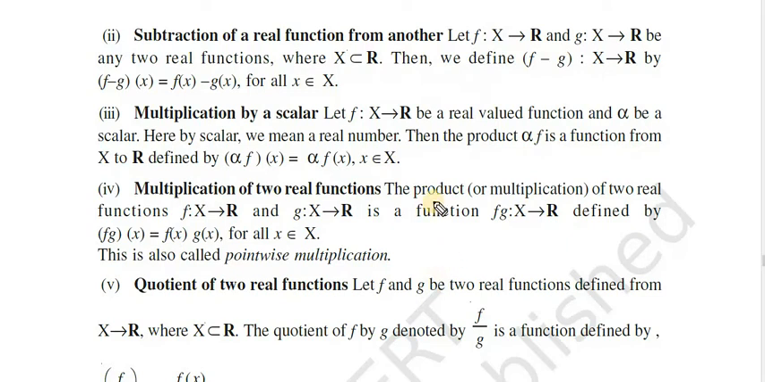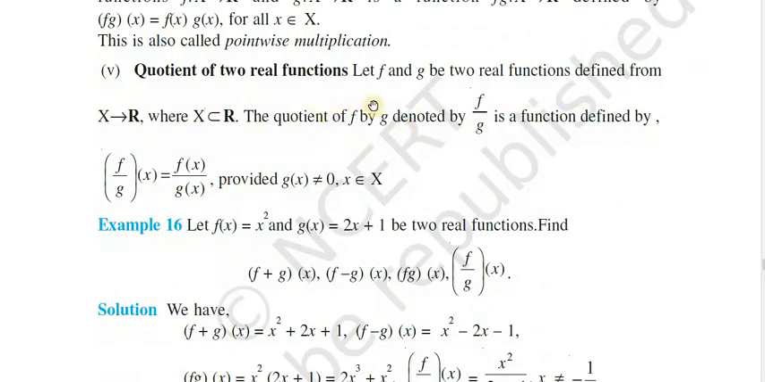Like this, quotients of functions are also defined. But in the quotient of functions you have to remember that the domain of f by g changes. It changes to the set where g is not equal to 0. That is important. Here f and g are real valued functions, and X is a subset of R. We define (f by g)(x) as f(x) by g(x), where g(x) is not equal to 0. That is very important.